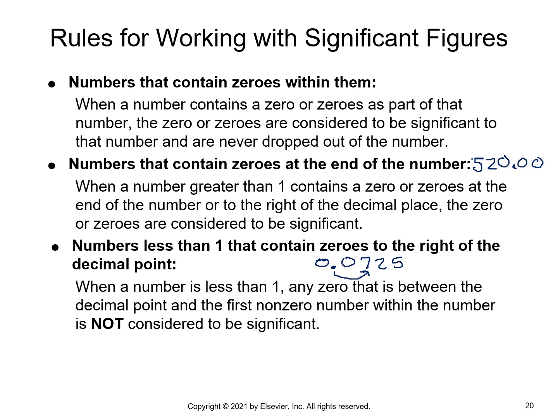So, rules for working with significant figures. If a number contains zeros within it, they are considered part of that number and therefore significant figures. The zeros are considered significant and should never be dropped. In this number, 1001, the zeros are in the middle, so there are 4 significant figures.